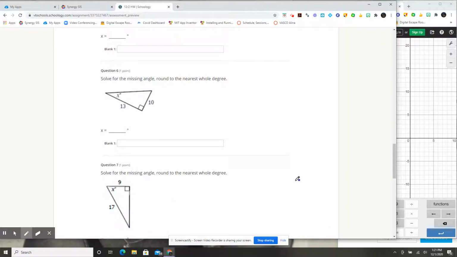Solve for the missing angle. So same thing. We're going to do O. This time we've got A. SOHCAHTOA. I've got O and A, which means I need tangent. Tangent of my degree, but I don't have a degree, so I put in that placeholder, that -1, and then O over A. So O over A, 10 over 13.